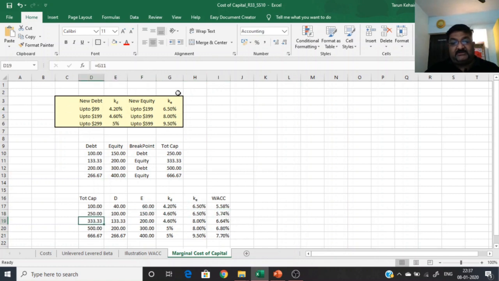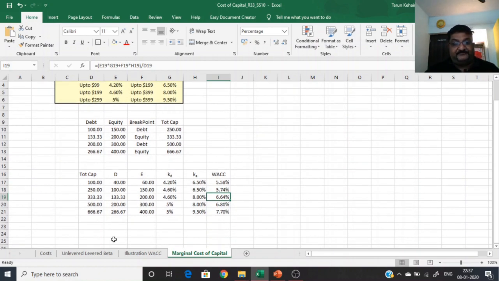Now we move to the third break point, which is 333.33. Now in 333.33 you have $133.33 of debt. So you still remain in the same debt structure, 4.6%, but $200 of equity. Now you have breached the level, so you now reach 8% of cost of equity. So again, your marginal cost of borrowing will increase and your WACC will now be stationed at 6.64%.